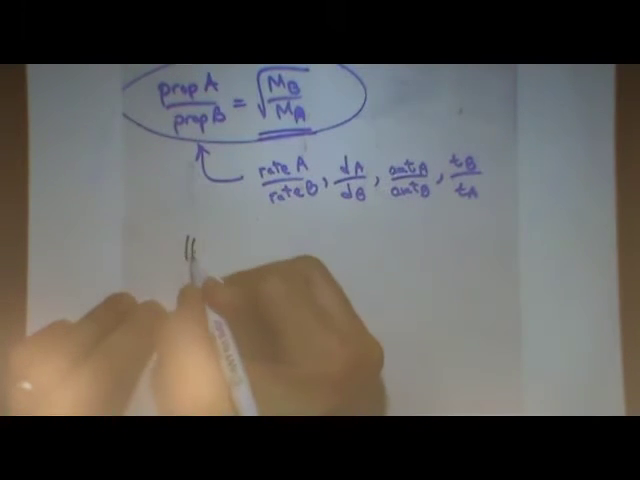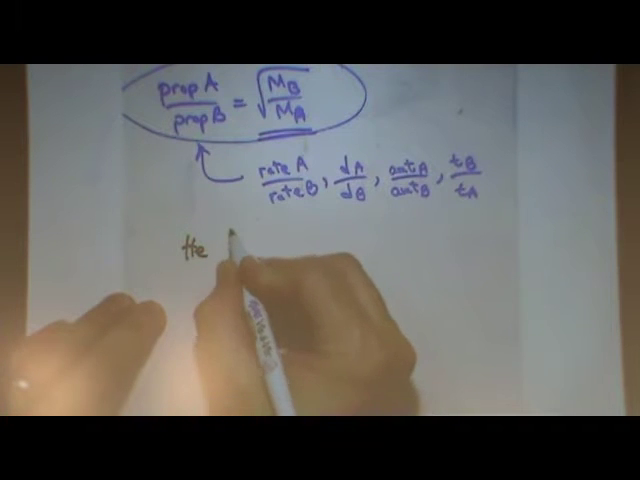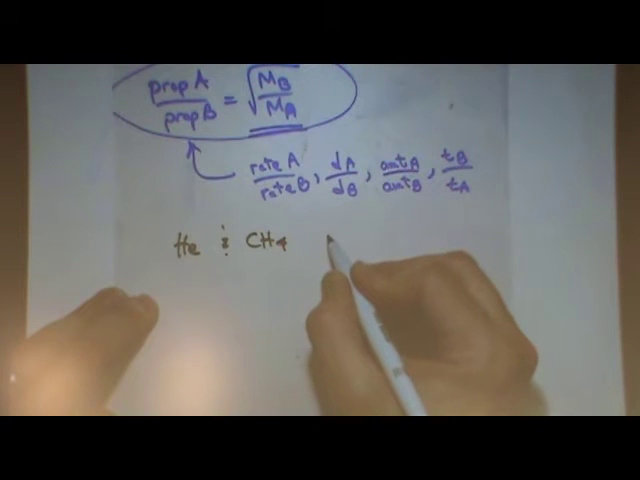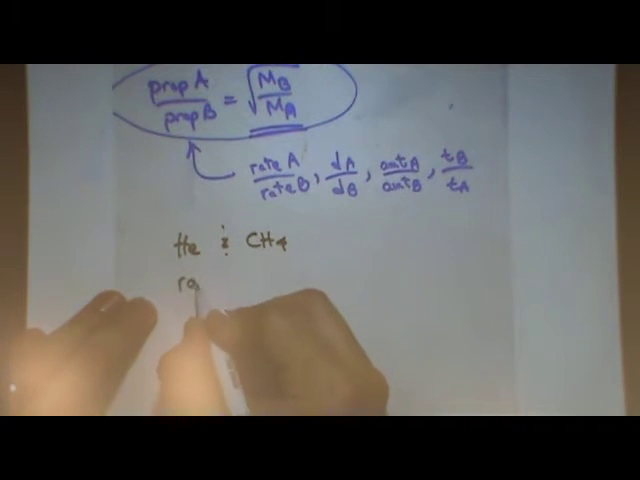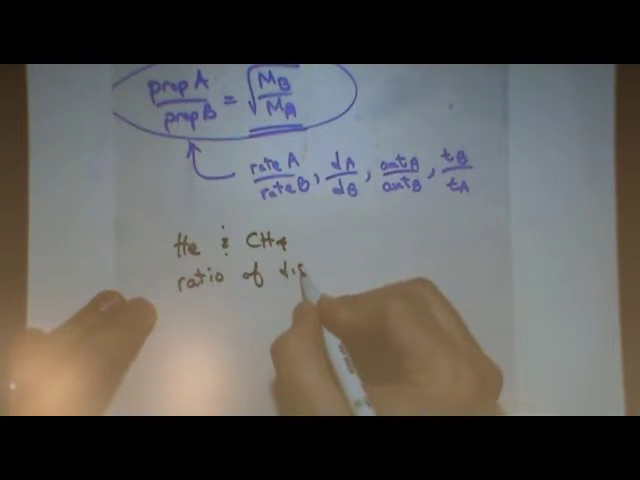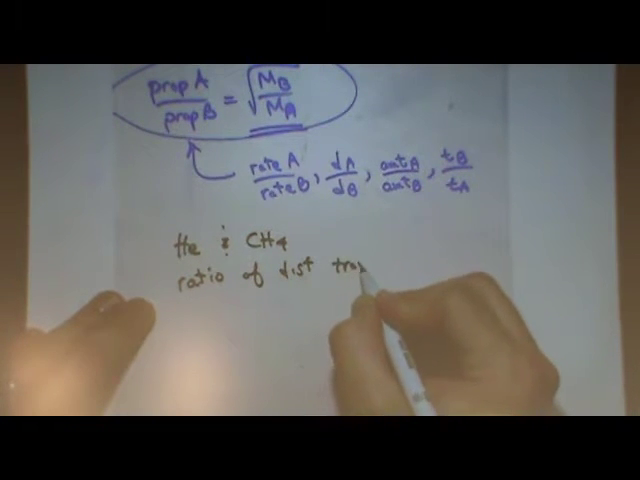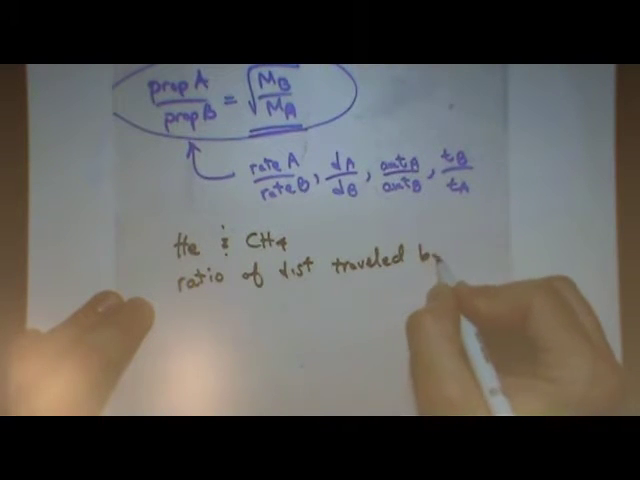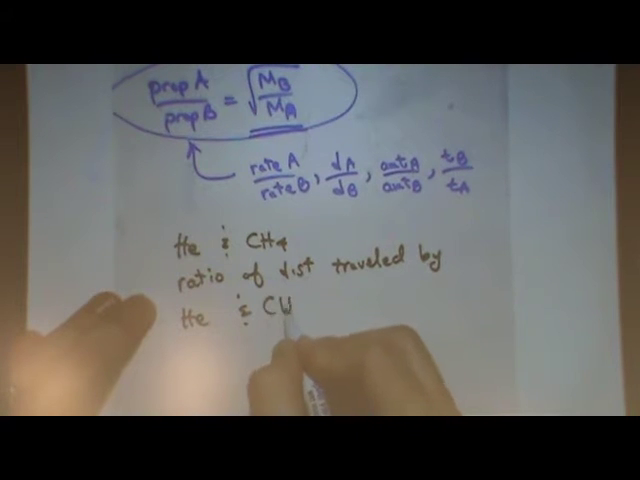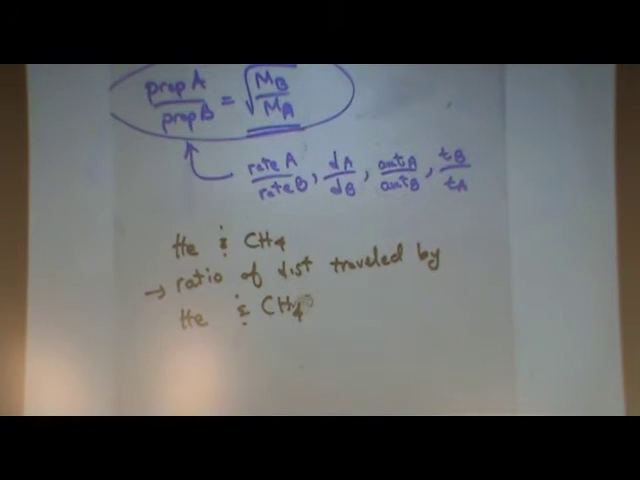In a Graham's law question, let's do it for distance. Let's say we had helium, and let's say we have methane, for example. And I want to know, let's say one way to write it is, the ratio of the distance traveled by helium and methane, CH4. For example, that's kind of what I want, the question.